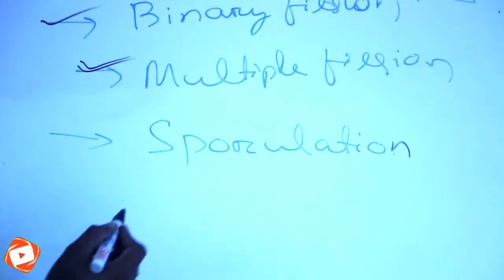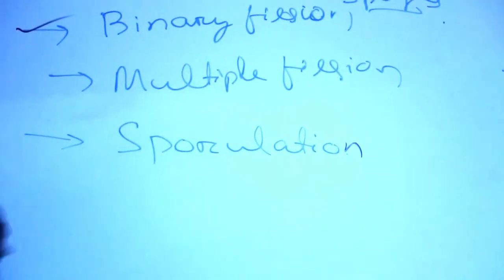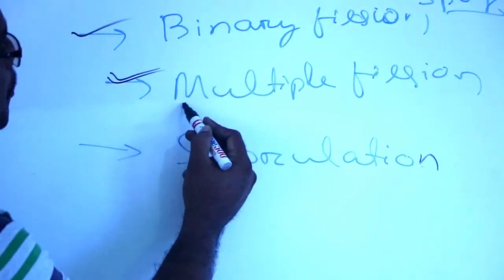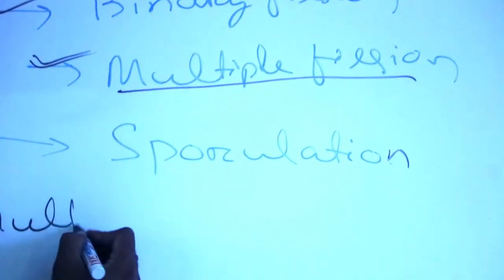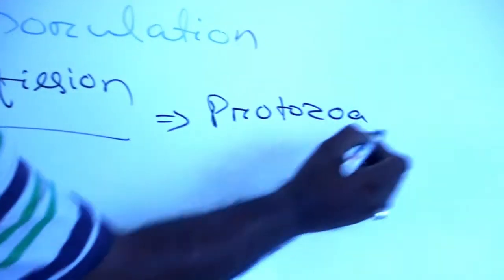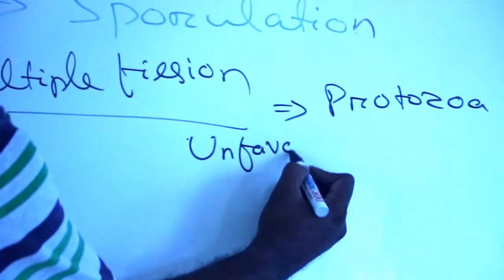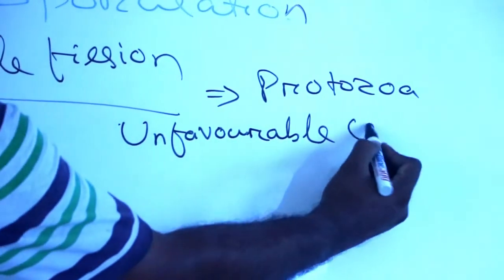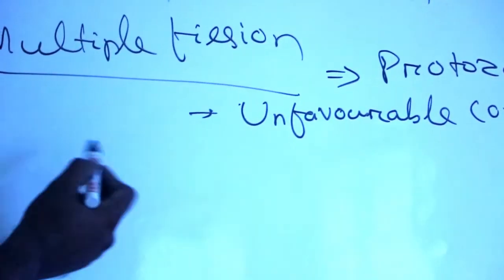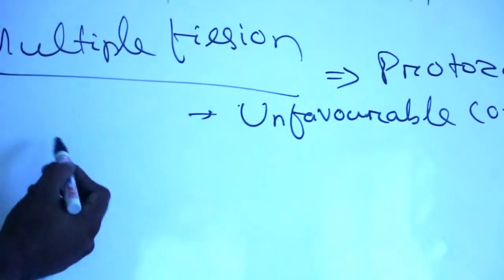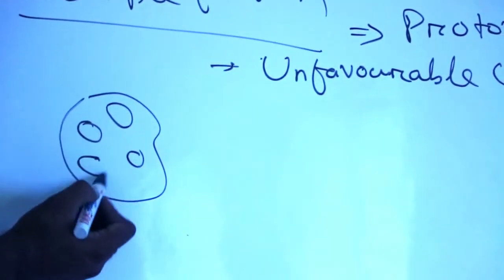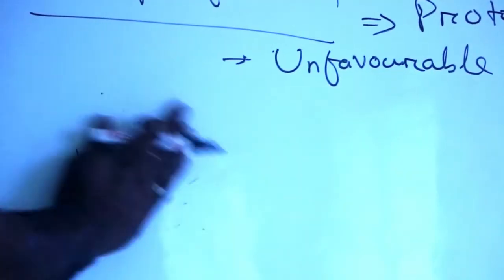Multiple fission is one type of asexual reproduction method. It is also common in some protozoa. It takes place during unfavorable condition. During this method, a parent protozoan mitotically divides to form many protozoa. So it is known as multiple fission.